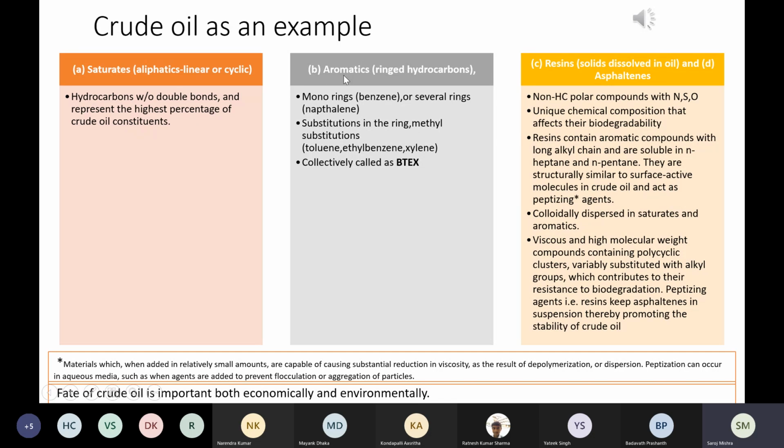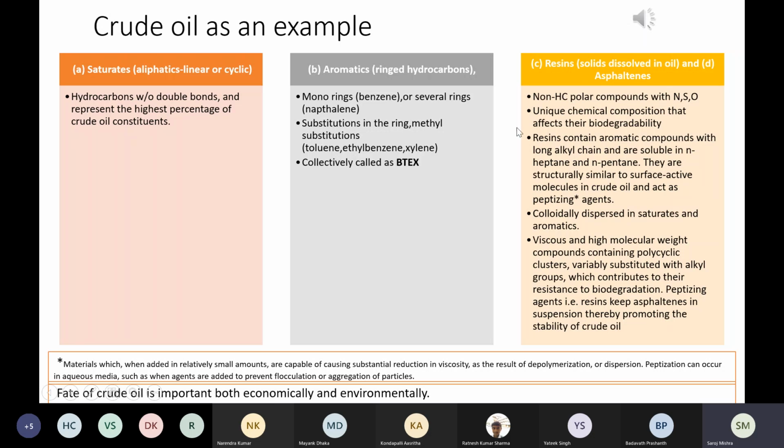Then there are aromatic compounds, which are the ringed hydrocarbons. Crude oil contains mono rings like benzene, or several rings like naphthalene. There could be substitutions in the ring, like methyl substitution. For example, toluene is basically a benzene ring, but it contains a methyl group. Or there could be a phenolic compound, which is a benzene ring with a hydroxyl group. That's what we mean by substitutions in the ring. Like toluene, ethylbenzene, or xylene. Xylene has two methyl groups. Collectively, all of these are called the BTEX compounds.